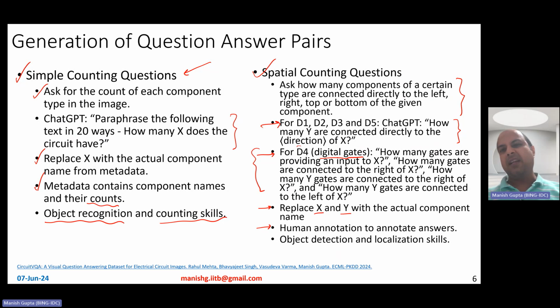The answers cannot be directly derived from the metadata in this case. So therefore, human annotation was done to get the answers for those questions. If a model has to work nicely on these kinds of questions, it must be able to do object detection and localization. It has to figure out spatial reasoning. So therefore, localization skills are also needed.